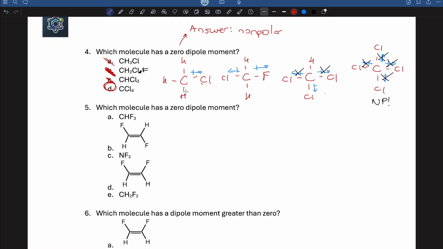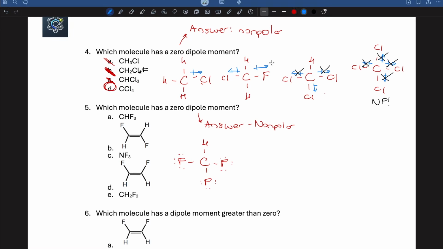Which molecule has a zero dipole moment? We should maybe draw out, after defining this, the answer again should be nonpolar. And so A will look like this. Very similar to one of the answers in our previous problem. It has 3 lone pairs, 3 lone pairs.